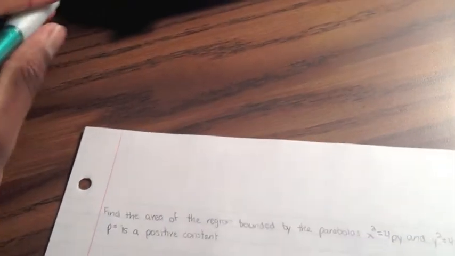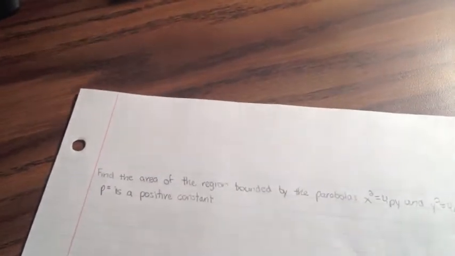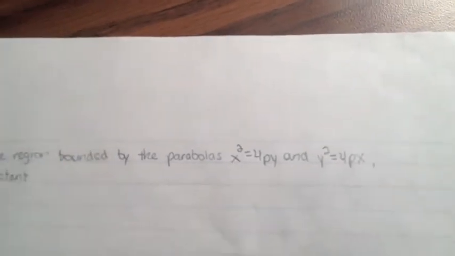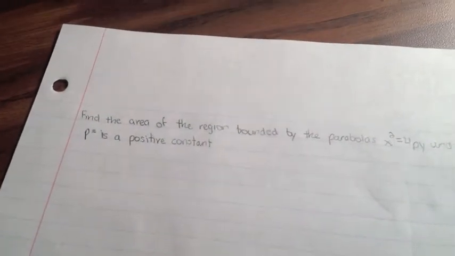Hi, so today I'm going to solve for you two problems from Chapter 6 of our textbook. So the first problem is, find the area of the region bounded by the parabolas x squared equals 4py and y squared equals 4px. And we know that p is a positive constant.